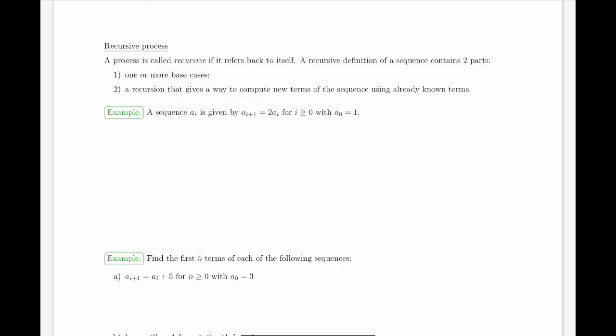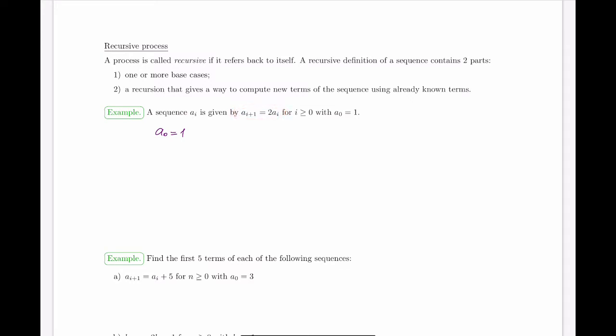So here I have a sequence given to me by recursion. This is part 2 of the definition. This is the formula that tells me how to go from term i to term i plus 1. And because I have to start somewhere, I need to know what the first term is. I'm told that a naught is equal to 1. So that is my first term. Let's write that down.